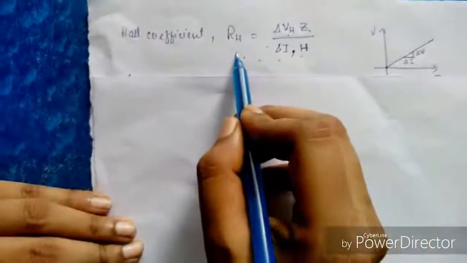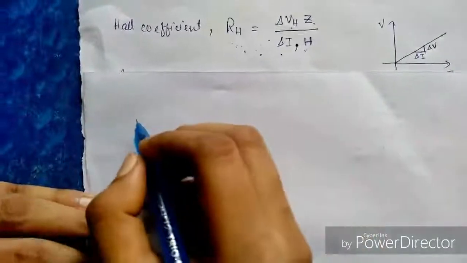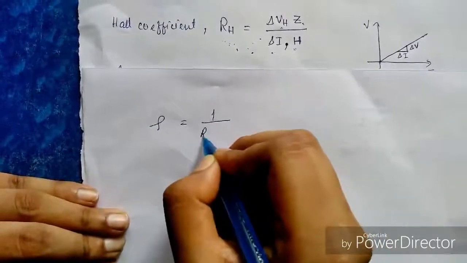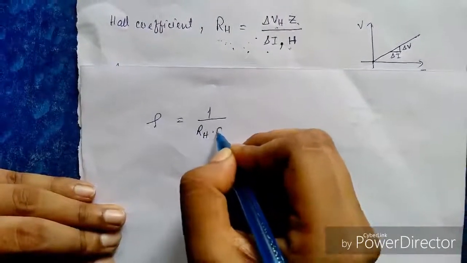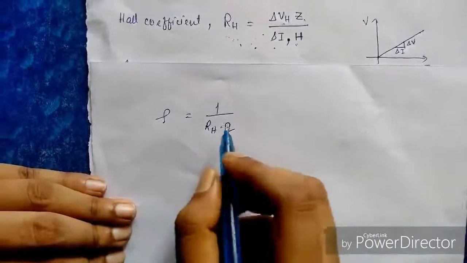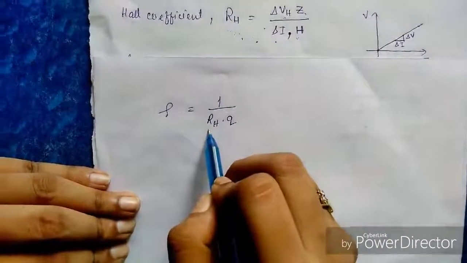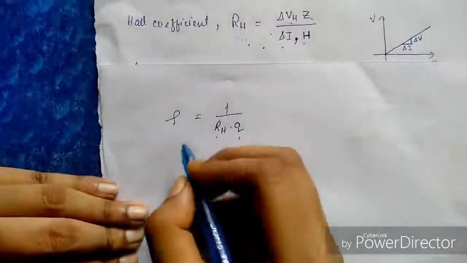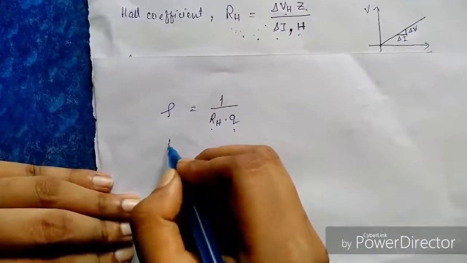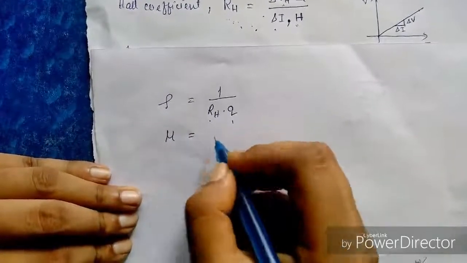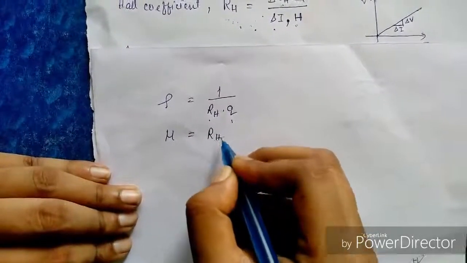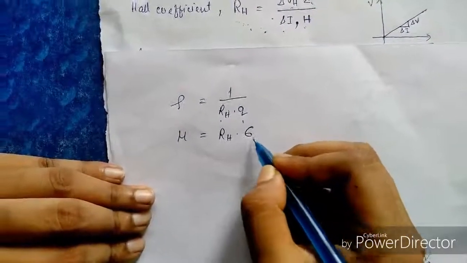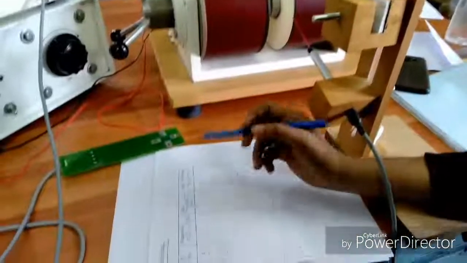After finding the value of RH, now we can find the value of carrier density rho. The equation goes like 1 by RH, which is the Hall coefficient, into the charge. So by putting the value of RH and Q, we can find the carrier density of the specimen. Then for the carrier mobility mu, the equation goes like RH into sigma, where sigma is the conductivity of the material, which is pre-known. Now let me show you how to take the reading.